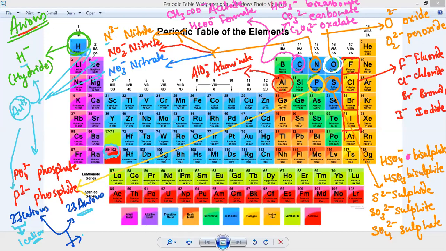So how many compounds of aluminium you are going to get if it reacts with all these anions? So 23. 23, correct. So for one cation you are getting 23 compounds. So for 27 cations you will get 27 into 23 compounds, right? Yes, sir. So this is your homework. You have to write the formula of each of these compounds. Is it clear?